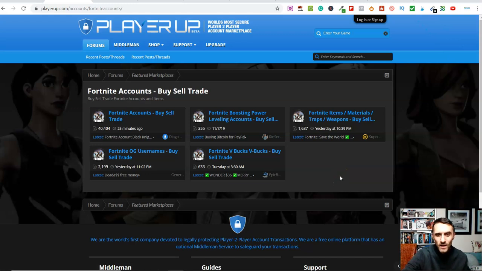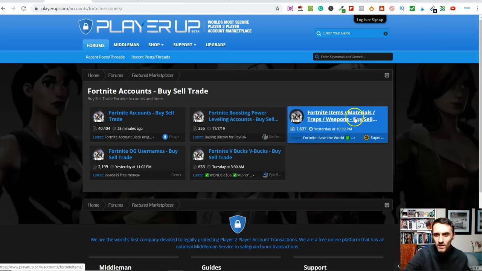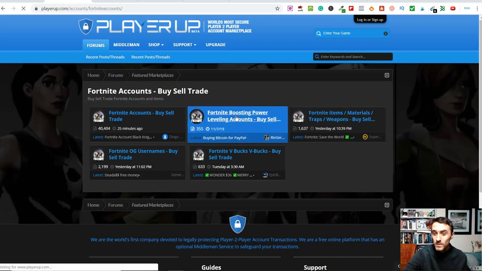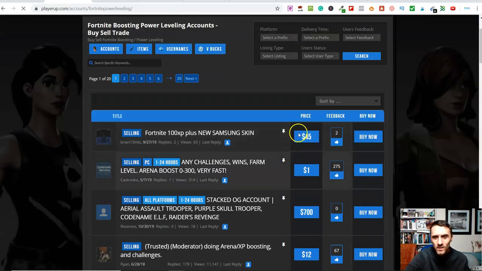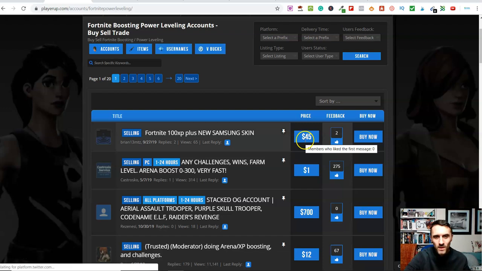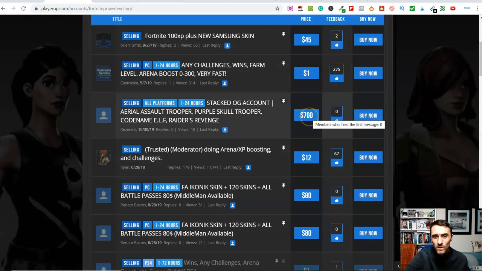So you can go in and have a look at any of these. So look, leveling accounts, buy or sell. You've got these wraps here and other bits. I won't pretend I know what wraps means because I don't have a clue. But in terms of buying and trading these accounts, look, you can go in here. This one here, price $45. You've got one here for $1. Look at this, $700.